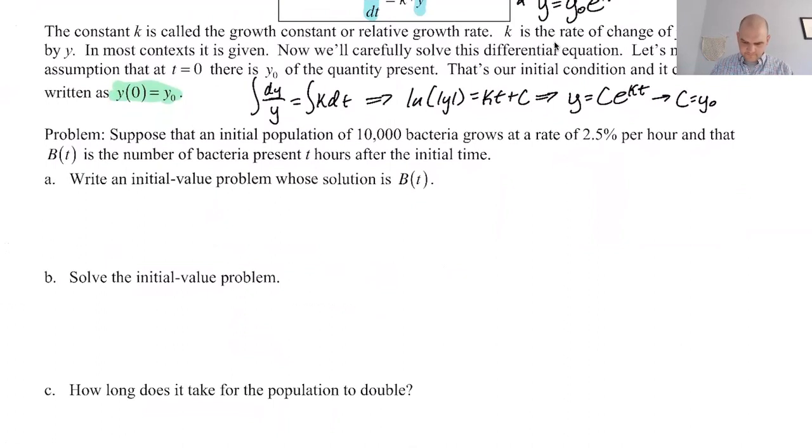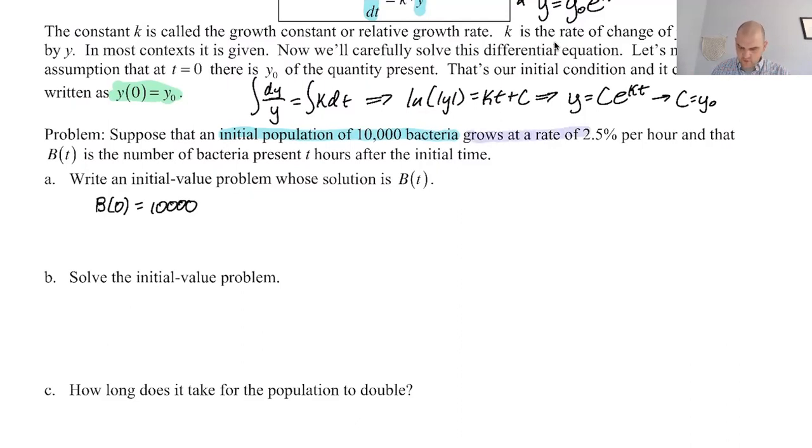So what do we got going on? Suppose an initial population of 10,000 bacteria. That's your initial value, right? So B of 0, B for bacteria, is equal to 10,000. Okay. It grows at a rate of 2.5% per hour. So that is going to be our K value.